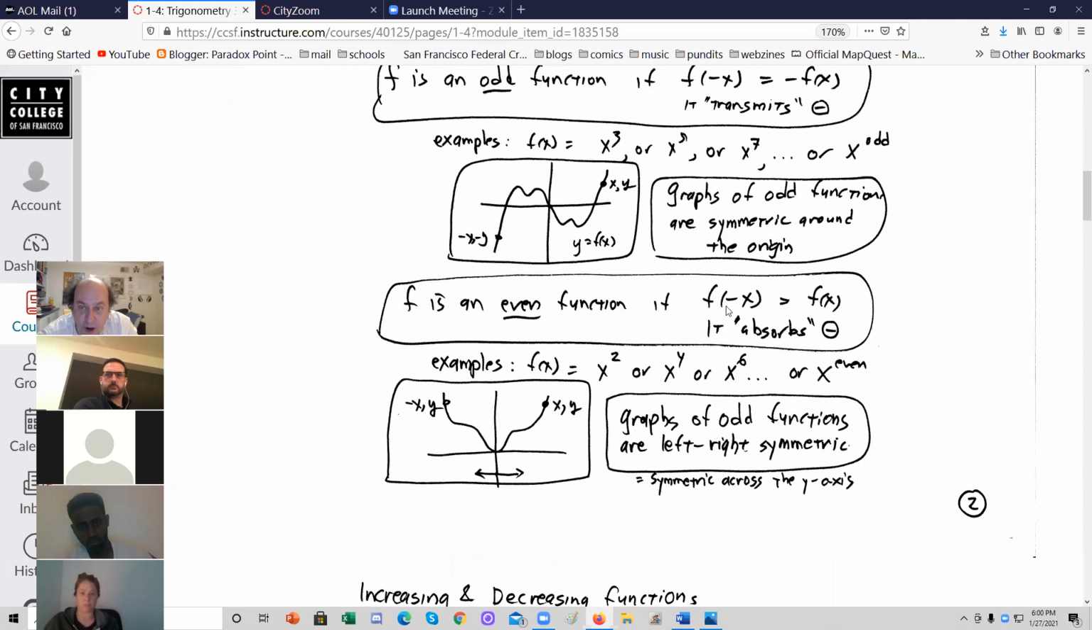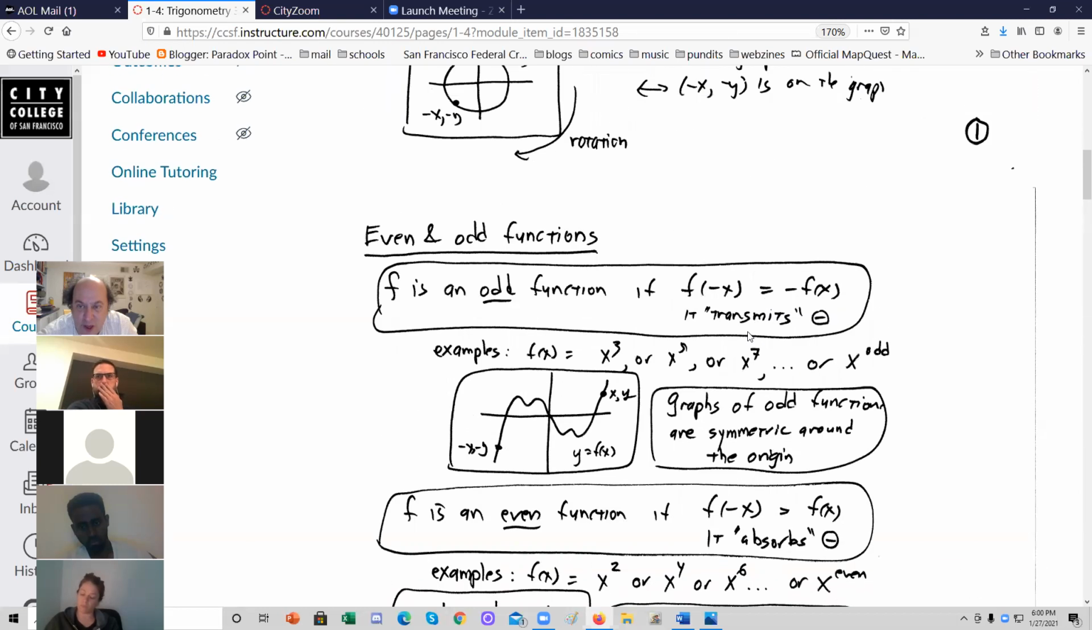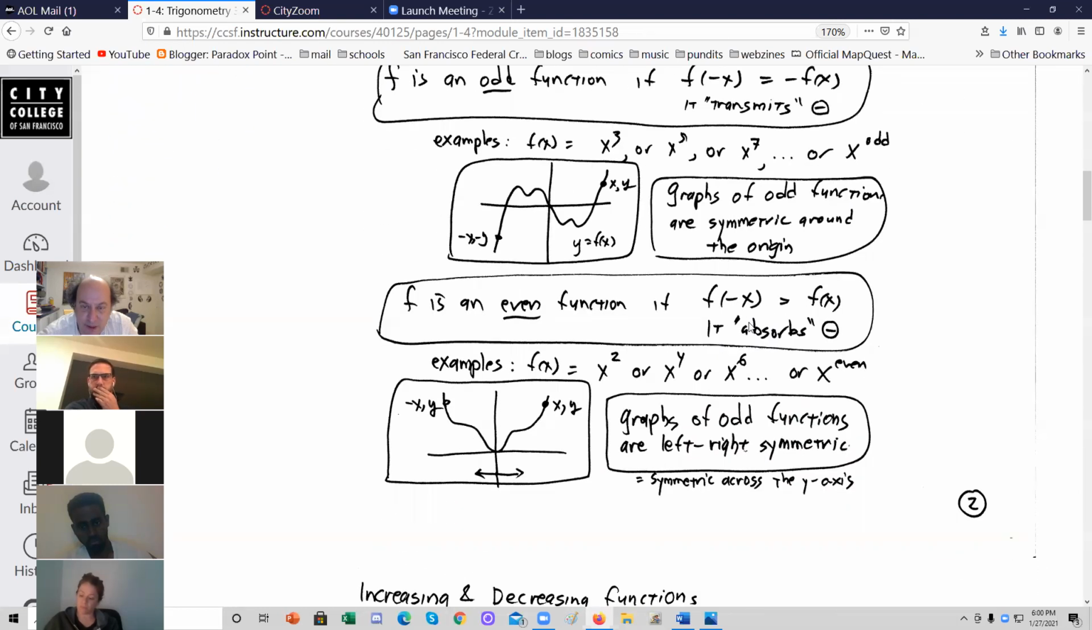An even function is where f of negative x equals f of x. I say it absorbs the minus, whereas this transmits the minus. So x squared, for example: the opposite of x, squared, is the same thing as x squared. x to the fourth, x to the sixth, or x to an even power. We take minus x to an even power, the negative cancels, and you just get x to the even power. So if this is a graph of an even function, and (x, y) is on the graph, then (minus x, y) is also on the graph. So it's the same as if you flipped left for right, symmetrical across the y-axis.